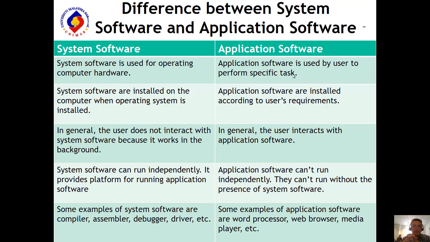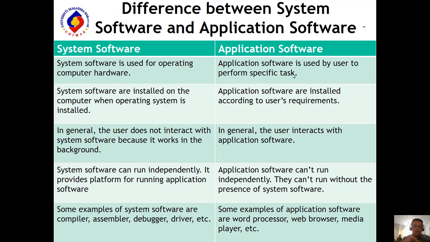What else is the difference between system software and application software? System software is installed on the computer when the operating system is installed. Application software is installed according to user requirement. So when you purchase your computer, either a laptop or desktop, you have your operating system installed inside. It doesn't matter whether it's Windows, the Microsoft operating system, or a Mac, or Linux, and so on.